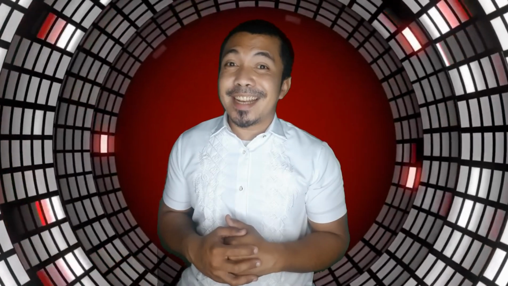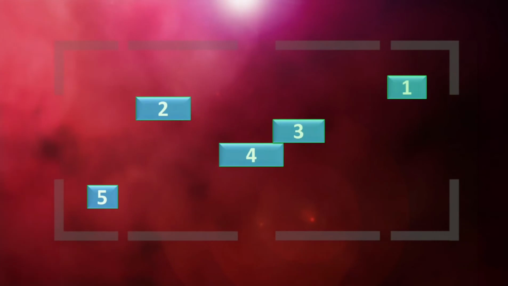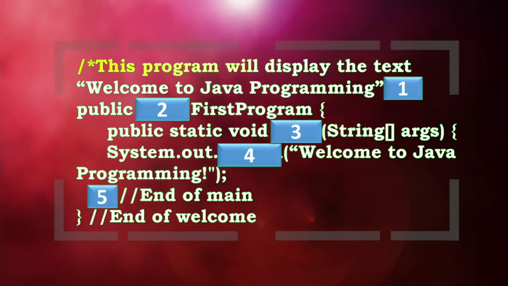To check your understanding, answer this quiz. Read the following Java codes carefully, analyze, and fill in the missing parts. You'll be given 5 seconds to answer each. After 5 seconds, the correct answer will be shown.